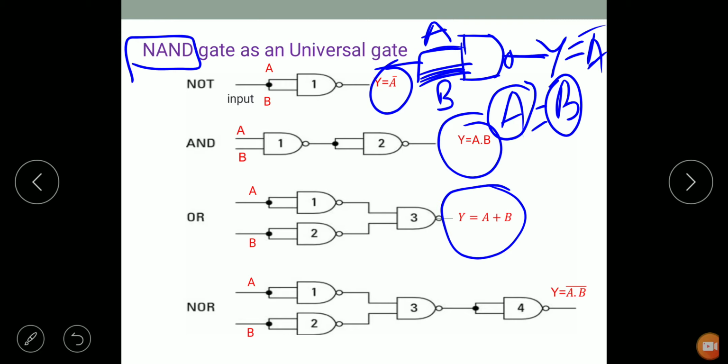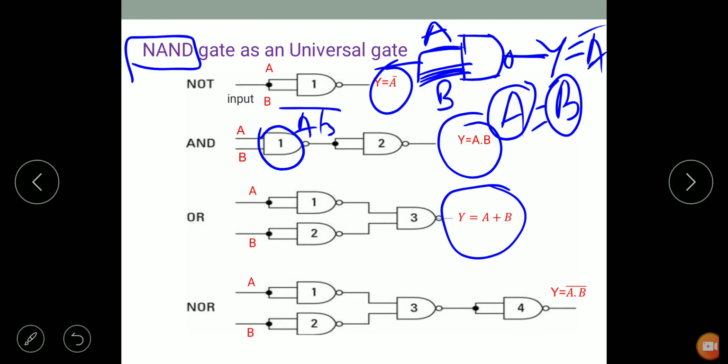Next is the AND gate. The AND gate has two inputs, A and B. First a NAND gate is applied, so at the output we get A dot B whole bar, at the output of this first NAND gate.